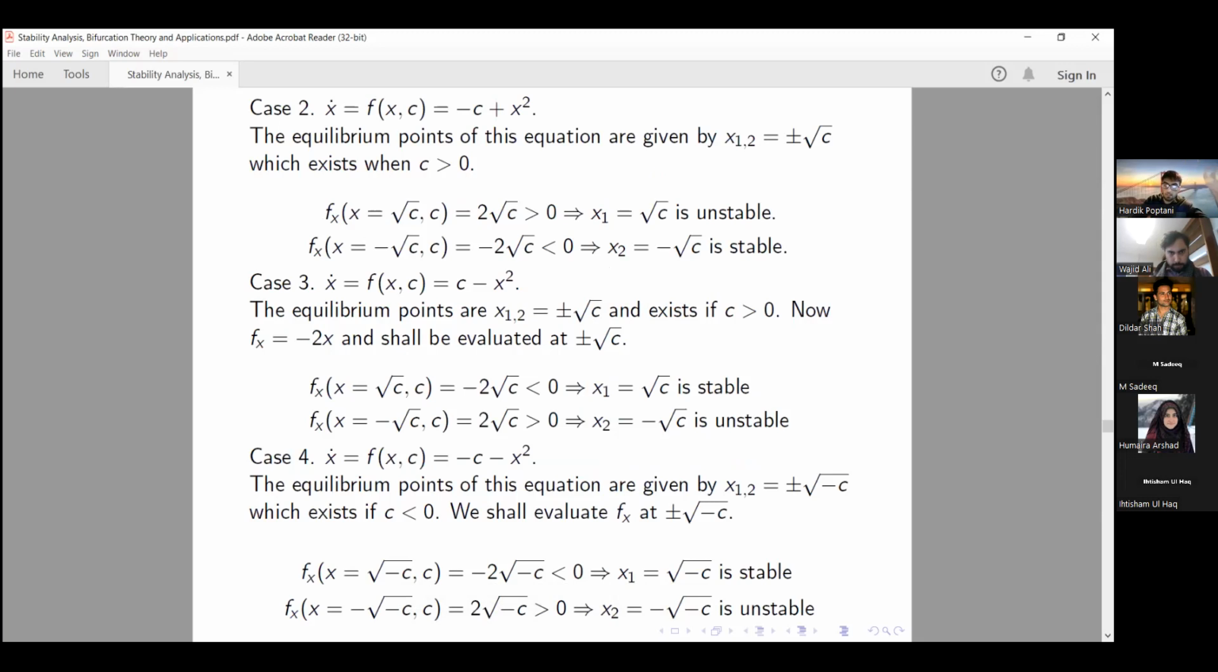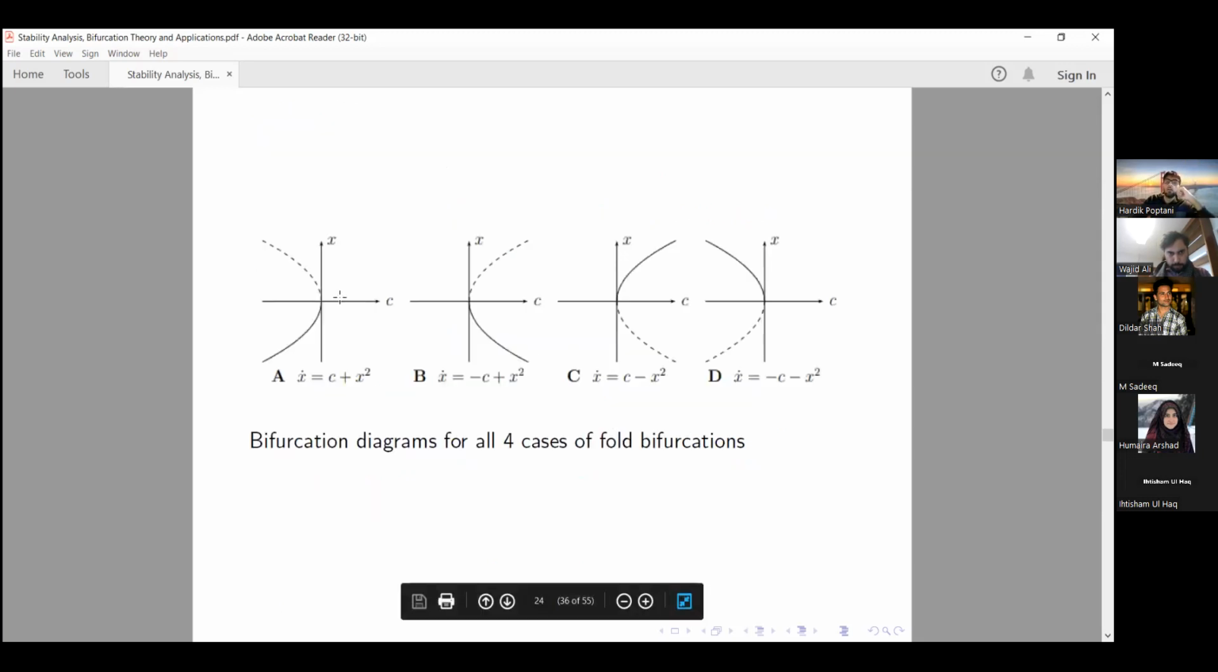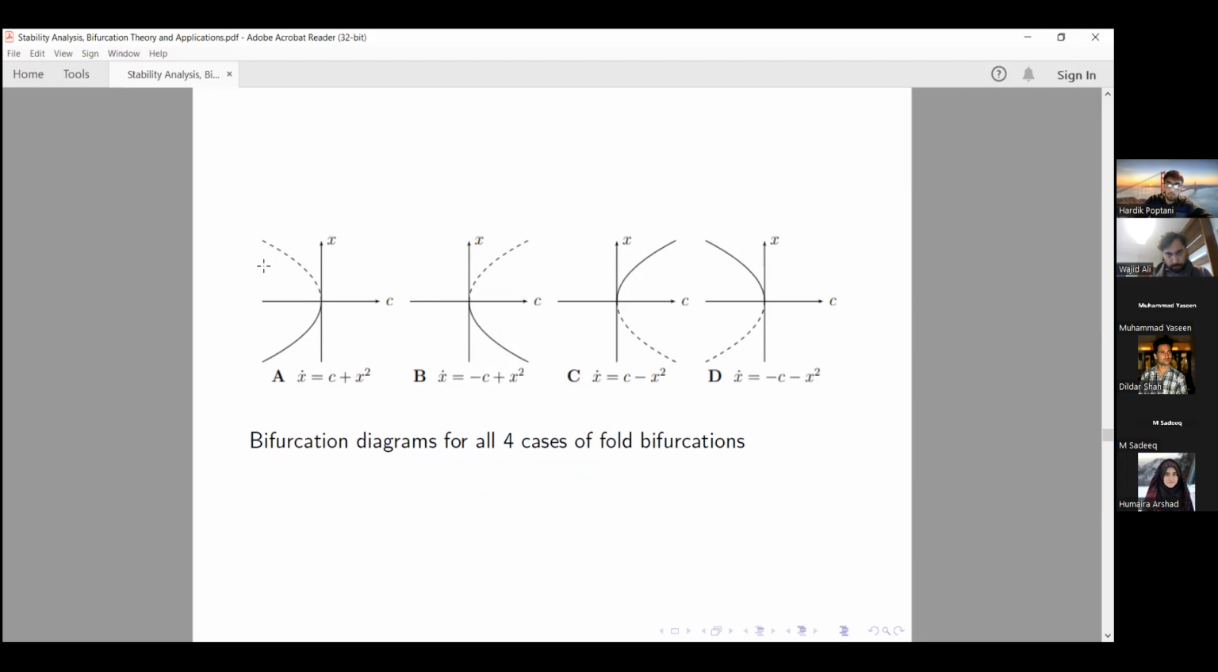If you want to look at the diagram now, which I've just talked about, with the signature ones, where minus c is on the stable, unstable side. Here is unstable, here is stable, here is unstable, where c is basically on the positive side for minus x squared: unstable, stable, and stable, unstable. This is the bifurcation case for all four.